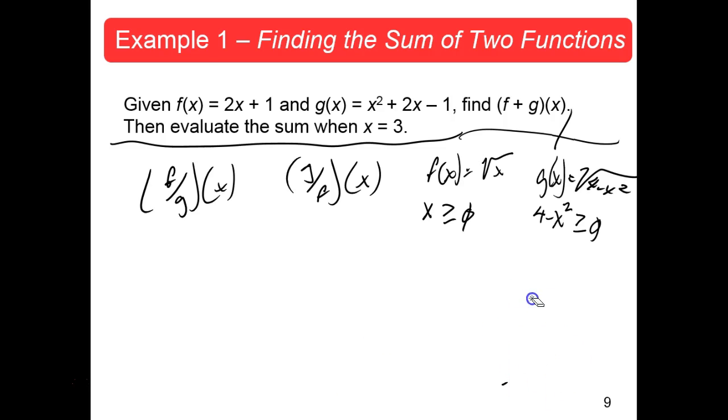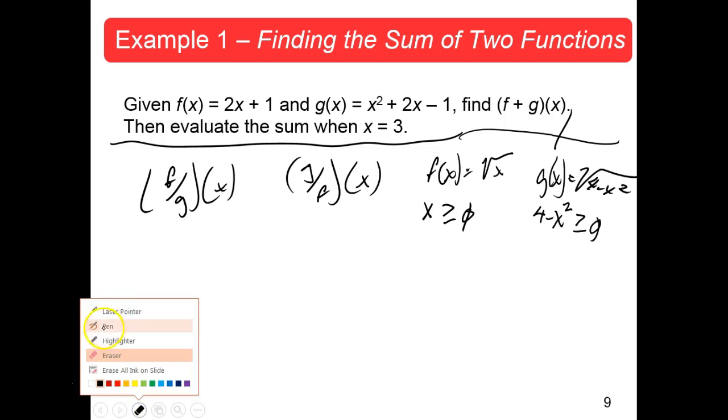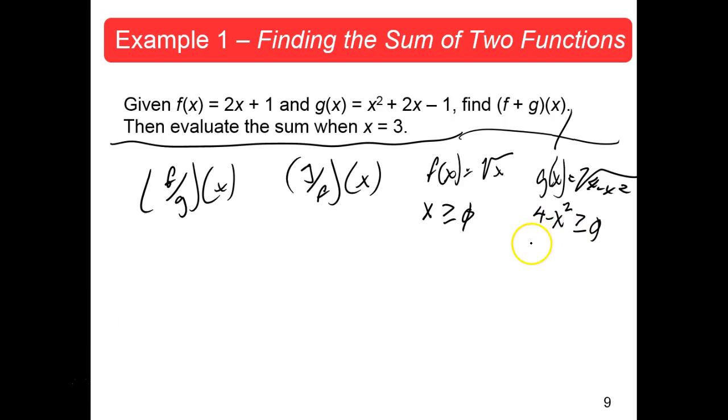All right, so what did that give us? Our domain for g is all x's where minus 2 is less than or equal to x, which is less than or equal to 2. Or you could say, in brackets, minus 2 to 2, any way you want to express that. All right. We got that part done.